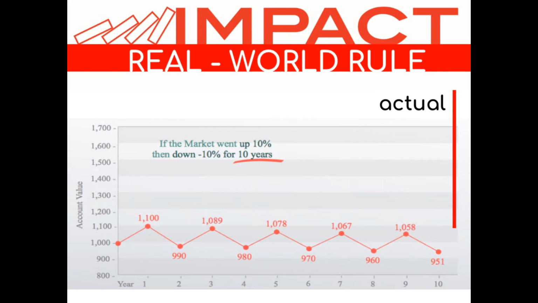The average return would say that we averaged 0. But if you look at the end result, would you say that going from $1,000 to $951 would be averaging 0? Because if we would have actually gotten 0, we would still be at $1,000, yet we've lost $49. And that is the difference between average and actual return.